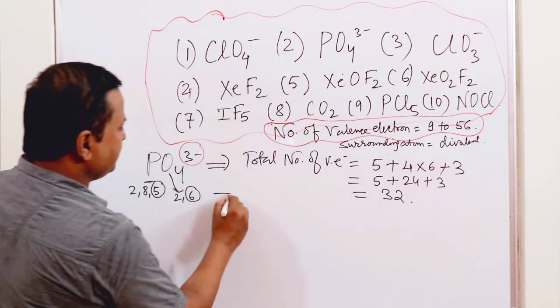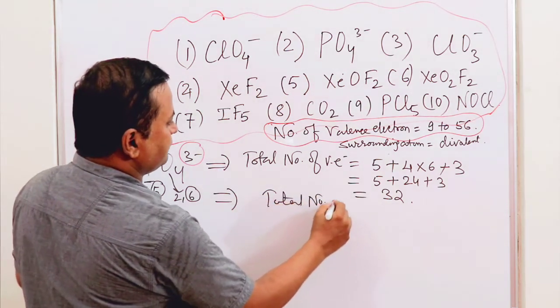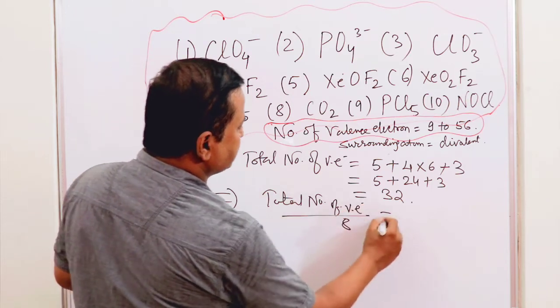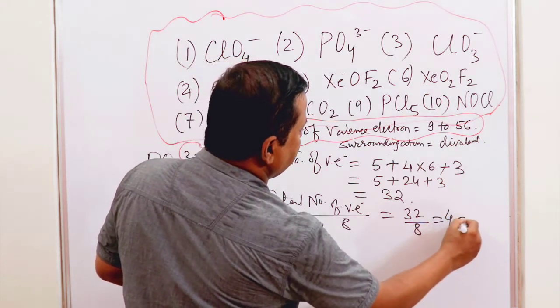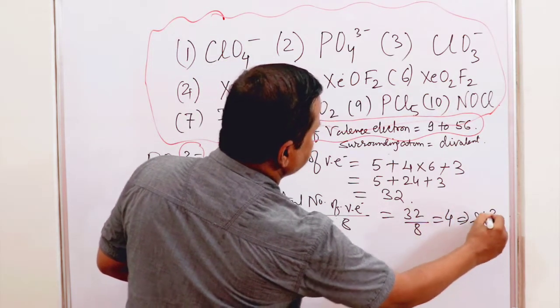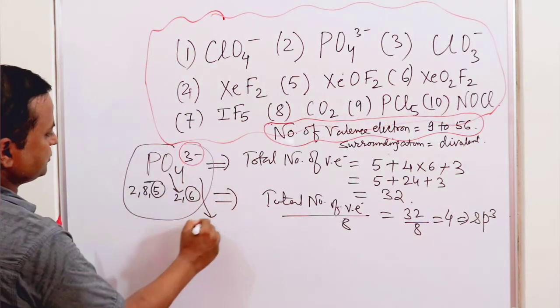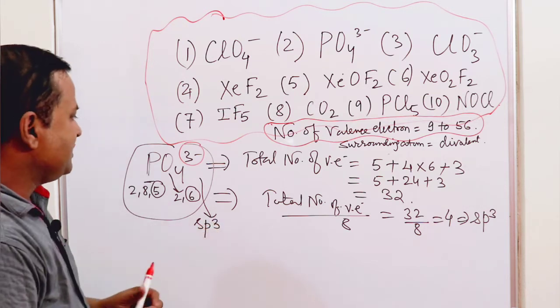So second step, the total number of valence electrons divided by 8, so 32 by 8 is equal to 4. So the hybridization is sp3. So I hope you have understood. So PO4 3 minus also has the same hybridization as ClO4 minus, that is sp3.